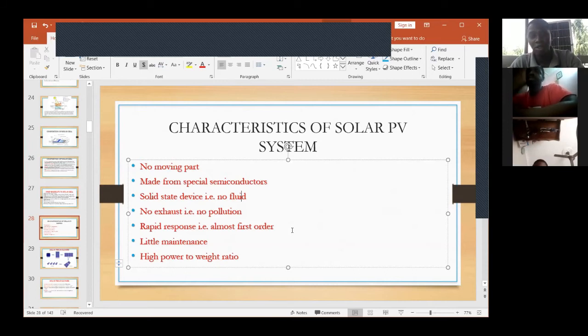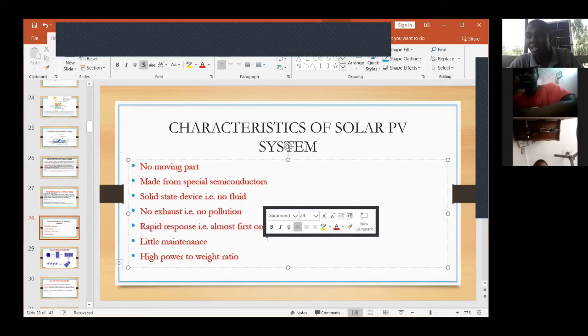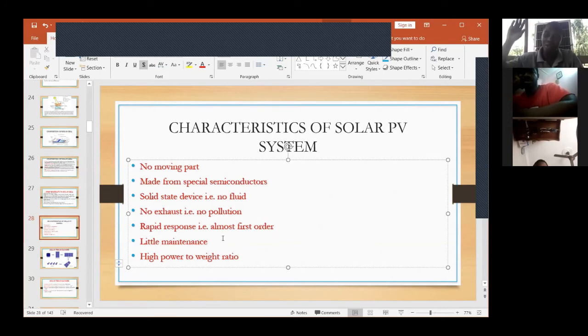So its response is almost first order. First order is y equals mx. That means whatsoever your input is, you get an output, at least you get an output. But in other power generating systems, it's not like that. Little maintenance: all you have to do is maybe clean the surface, and that's all.